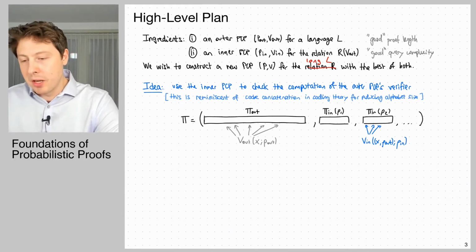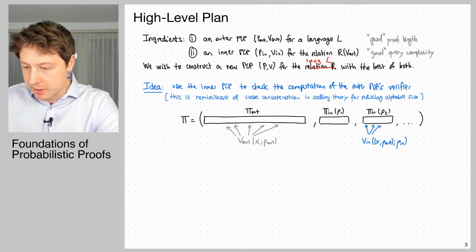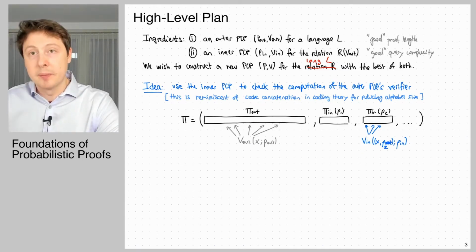a bunch of sub-PCPs, one for each choice of the outer PCP's randomness, and we're just going to run the inner verifier to check the statement on input X and randomness, in this case randomness rho 2, the verifier would have accepted this thing, okay?